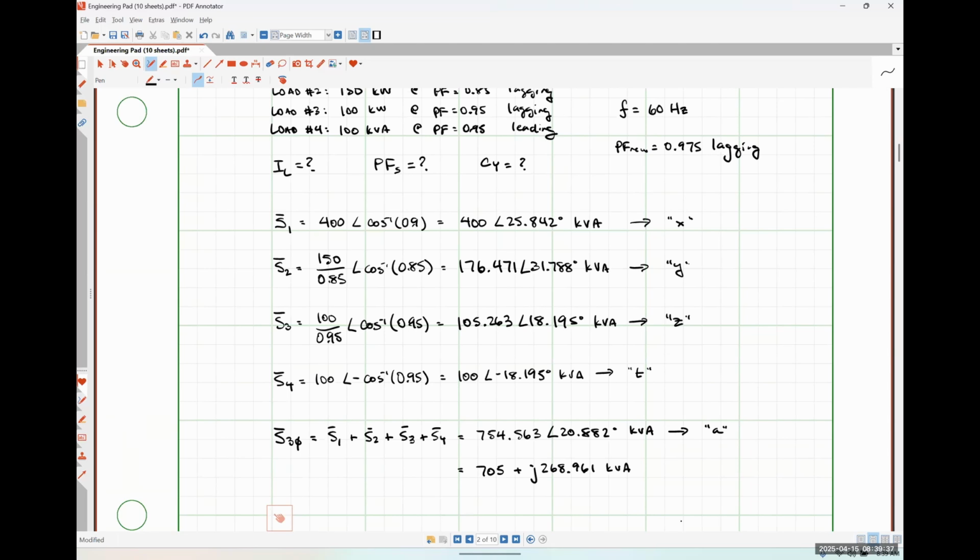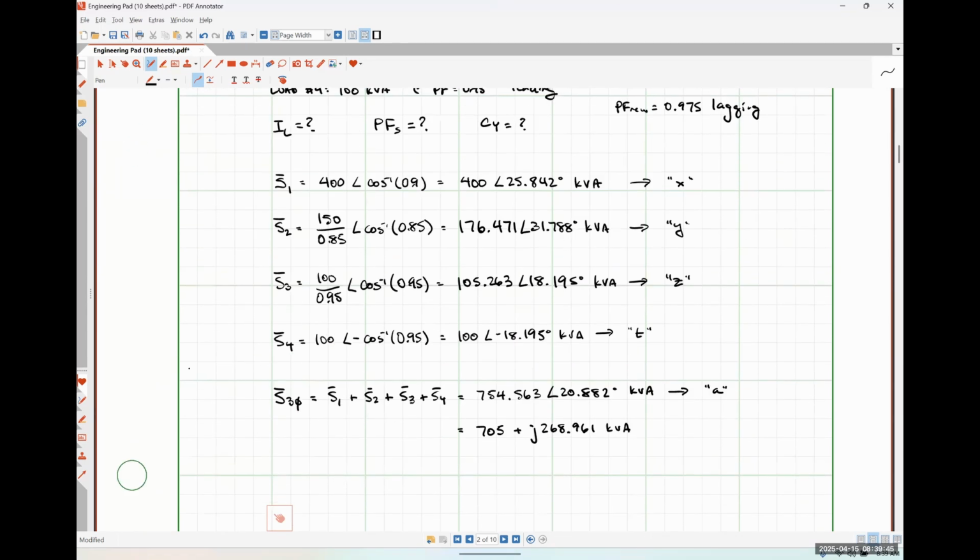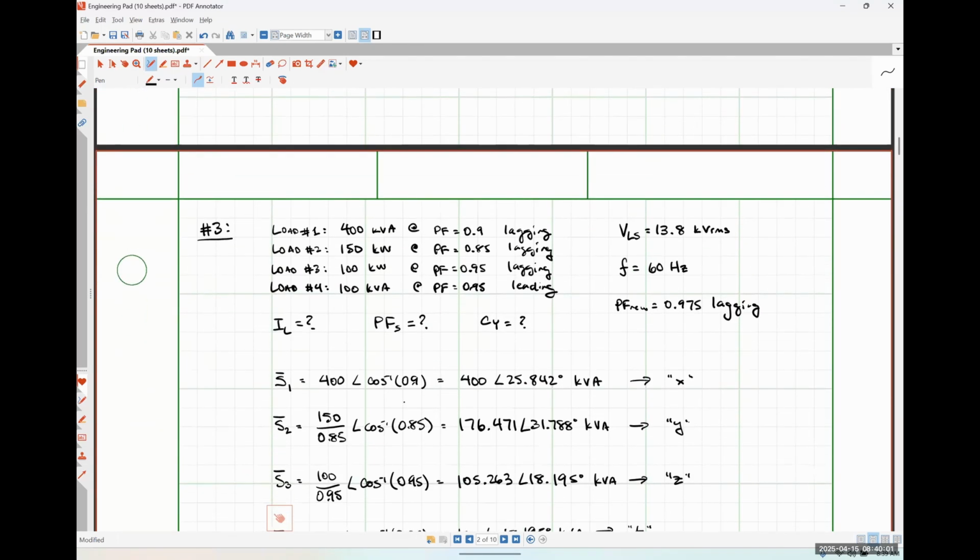Line current, okay. So I'm going to scroll up here. So we know our total complex power in both polar form and rectangular form. So we have access to apparent power, power factor angle, average power, and reactive power. We were also told what the line voltages at our source were, and we were also told that there is no transmission line impedance that we need to worry about. So those are also the line voltages at our loads, effectively.